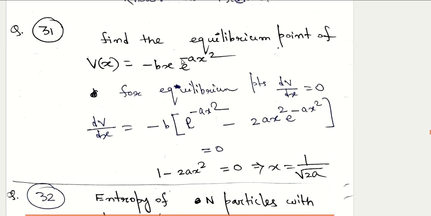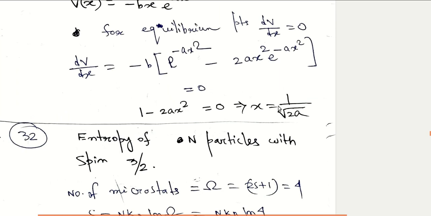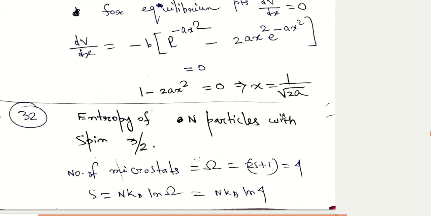Now this function was given, which is V(x) equal to minus Bx e to the power minus a x square, and you need to find the equilibrium point. For equilibrium, you know that dV/dx will be equal to 0, and if you make that equal to 0, you will get x is equal to 1 by root over 2a.